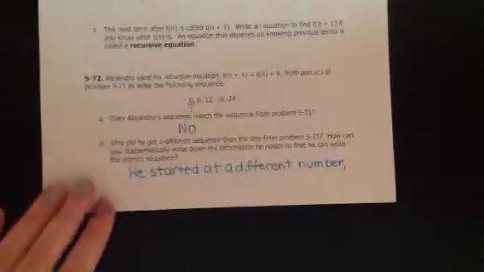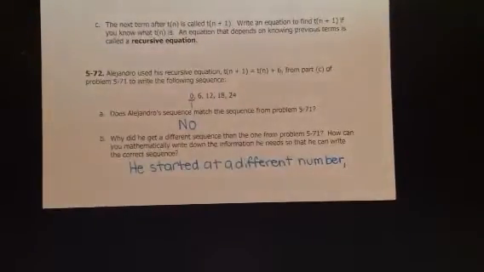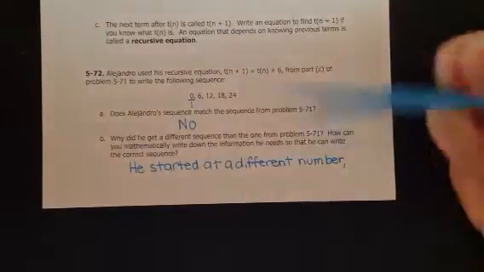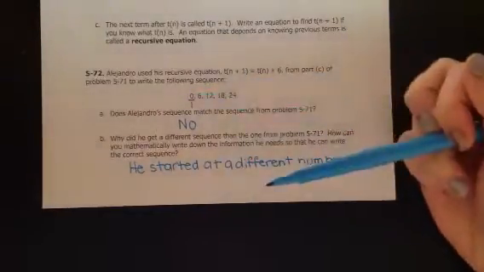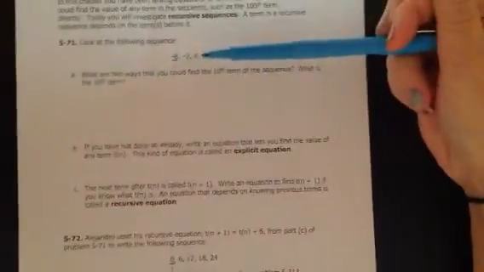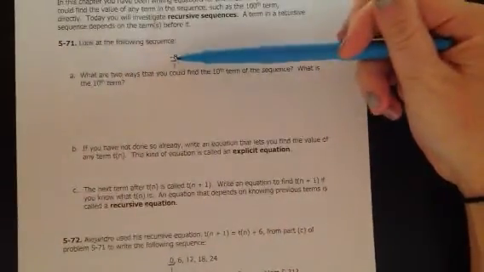Okay, next part. How can you mathematically write down the information he needs so that he can write the correct sequence? So in other words, we don't want him to start at 0 if we want a matching sequence. We want him to start where these people did. They want to start at -8.